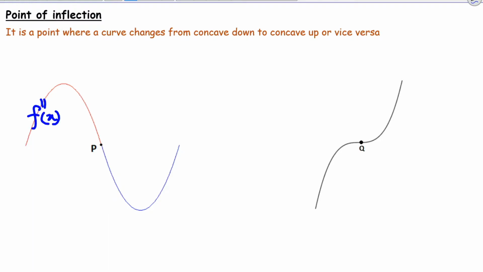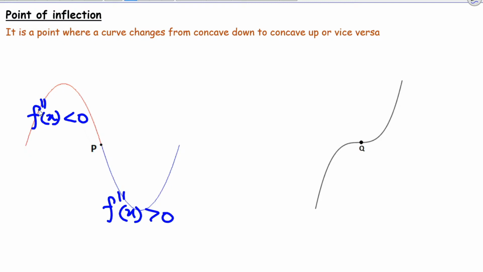the second derivative will be less than 0, okay? Or the slope of the slope will be less than 0. And when it's concave up here, then the slope of the slope will be greater than 0.